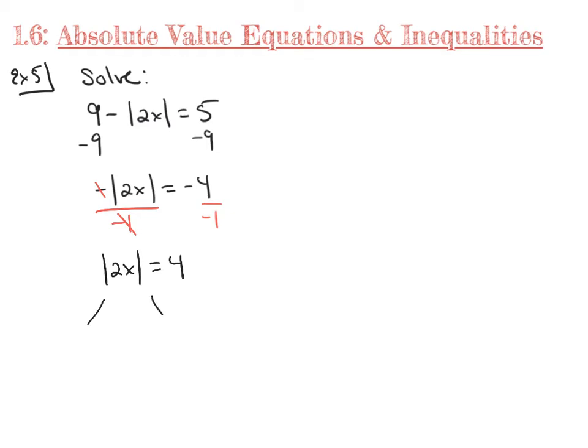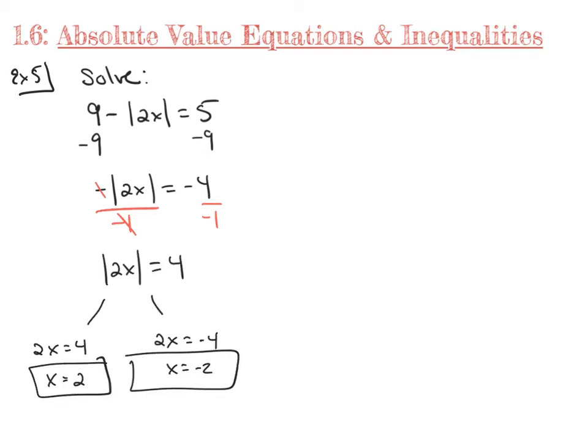So we get two equations. 2x equals positive 4, 2x equals negative 4. So x equals 2 and negative 2. Okay, let's try one more that's a little bit more Math 12 level.